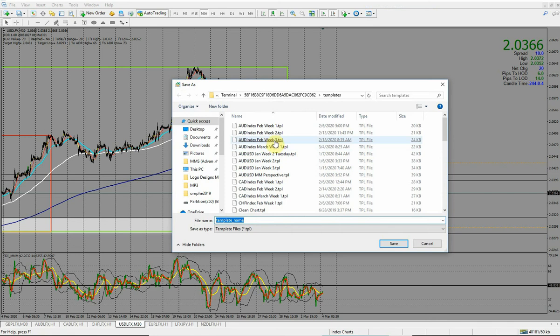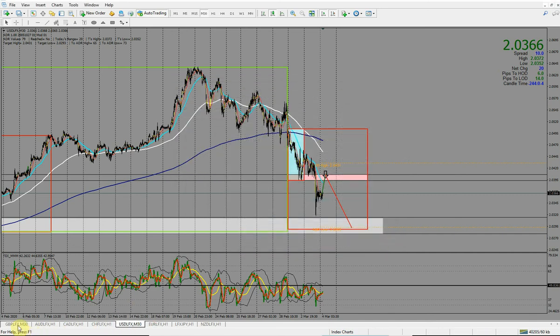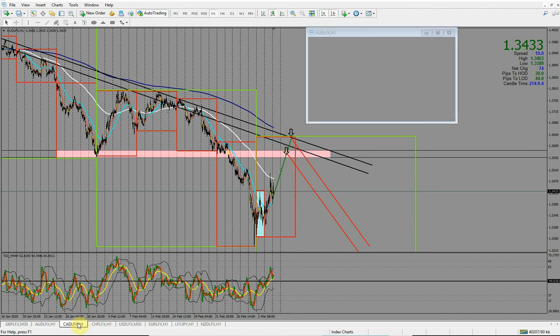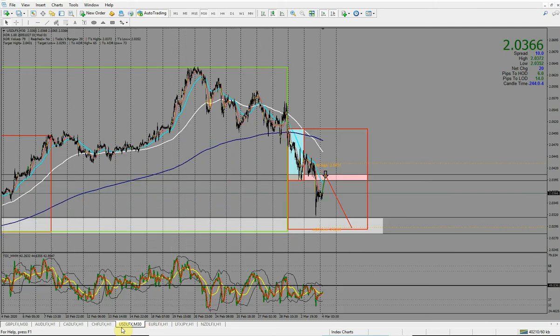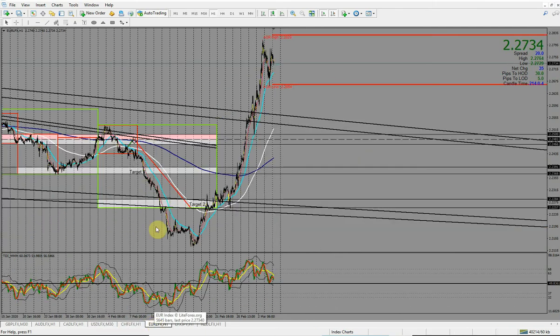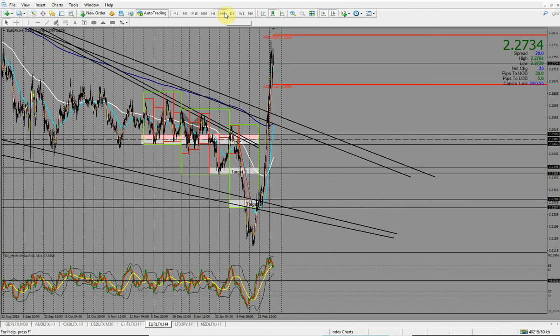The USD index chart. Okay, I'm just gonna save that. And then we did GBP, we did Australian dollar, we did Canadian dollar, CHF, nah, it's too messy. USD, let me put that to the side. Euro, what do we have here? Do we have any potential good looking setups there?